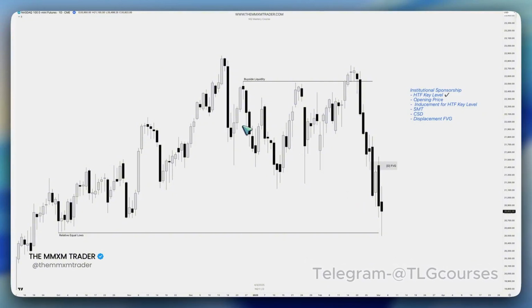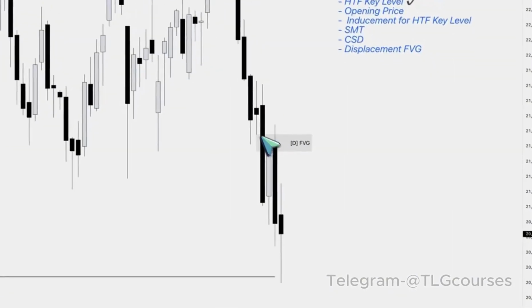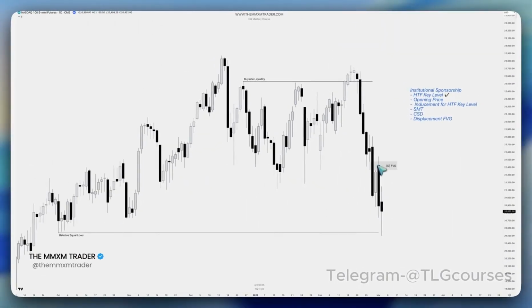Okay, so the framework for this trade is we've gone above the buy side liquidity here. We're obviously expanding lower. We've got relative equal lows here, and we have a daily FVG that we can frame a trade off of to run out these relative equal lows, right? So this is a high time frame key level, right? So we're going off of it, like I said at the beginning. Think of it as a fixed checklist.